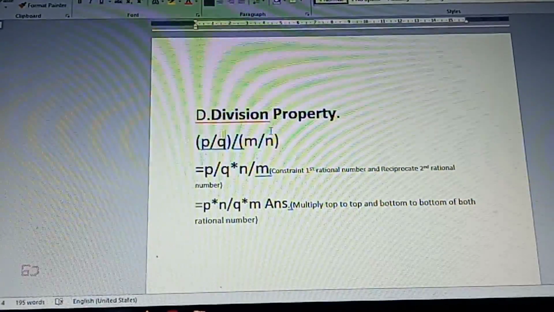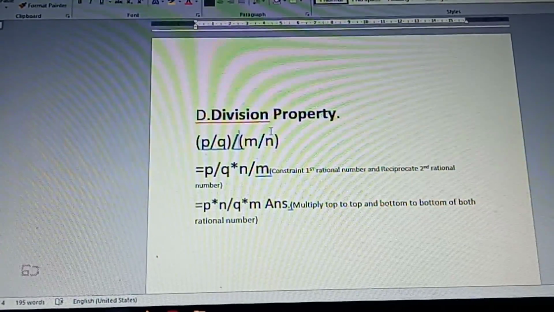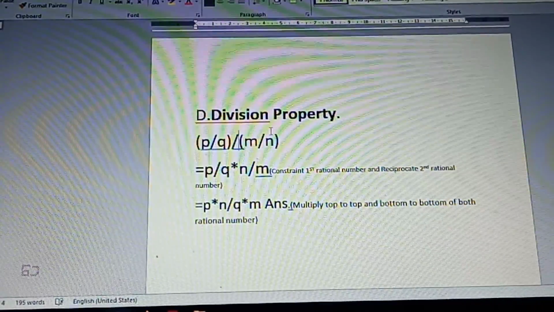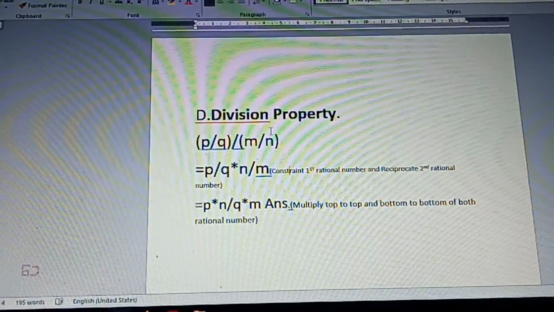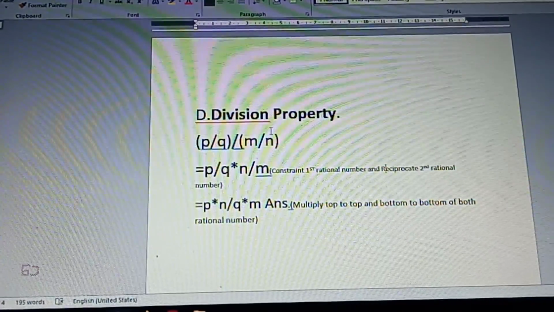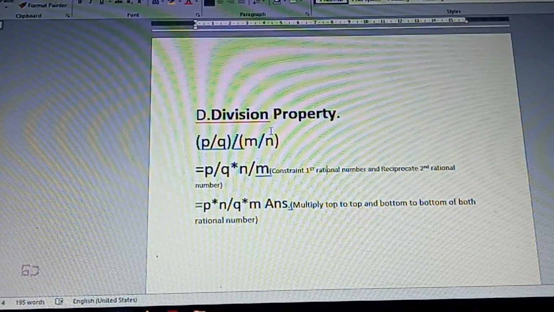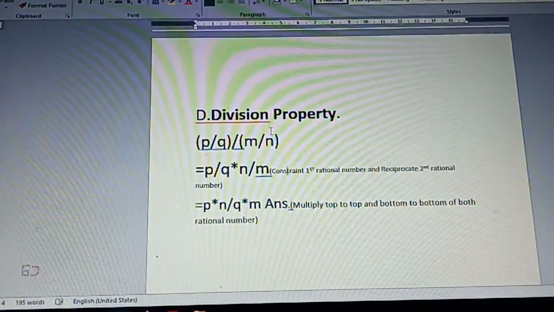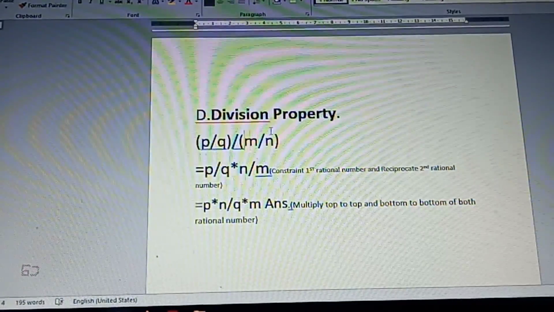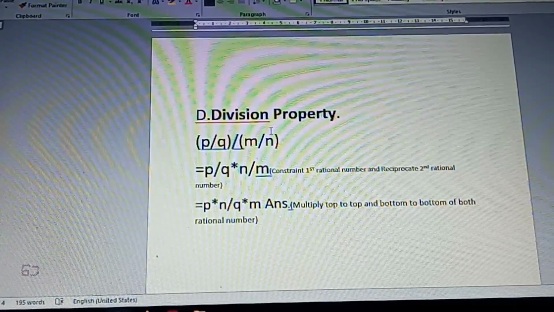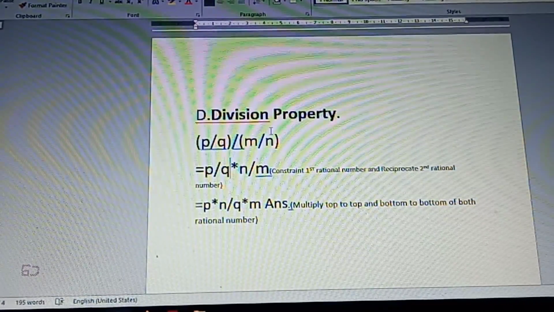Division property, what is it showing? p by q divided by m by n. Okay, what should be the next step? Next step will be, you just keep the first rational number constant and reciprocate the second rational number. Reciprocate means reverse. You just reverse it. M by n, you see here is the m by n. Okay, what will be the next step? p by q should be constant.